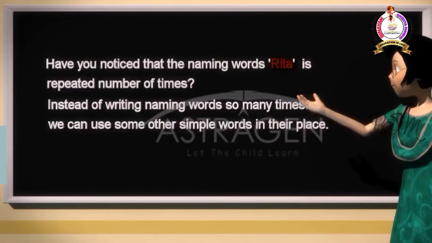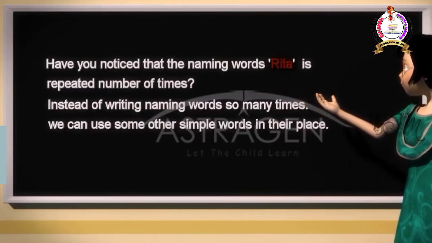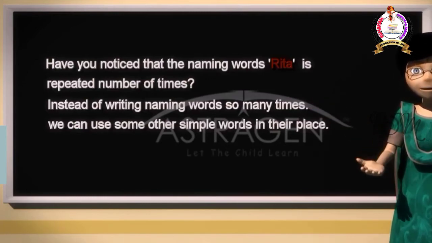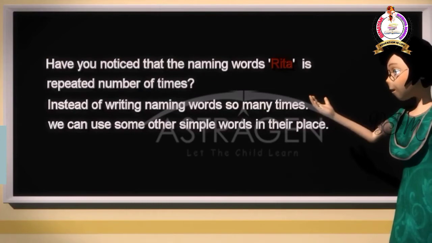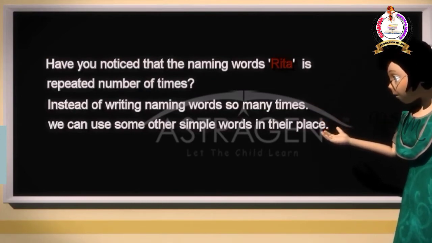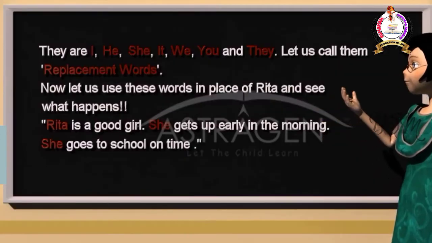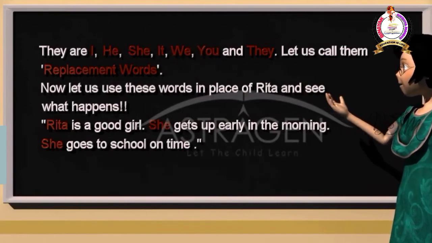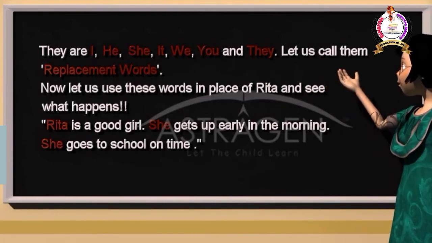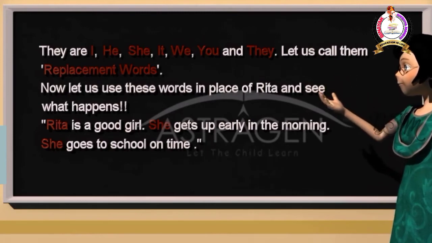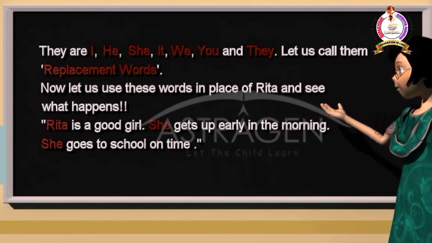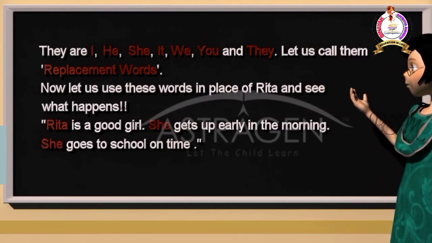Have you noticed that the naming word Rita is repeated a number of times? Instead of writing the naming word so many times, we can use some other simple words in their place. They are I, he, she, it, we, you, and they. Let us call them replacement words. Now, let us use these words in place of Rita and see what happens.